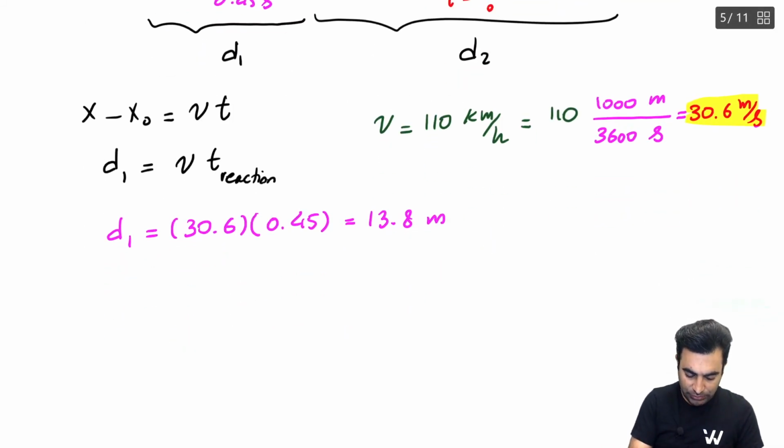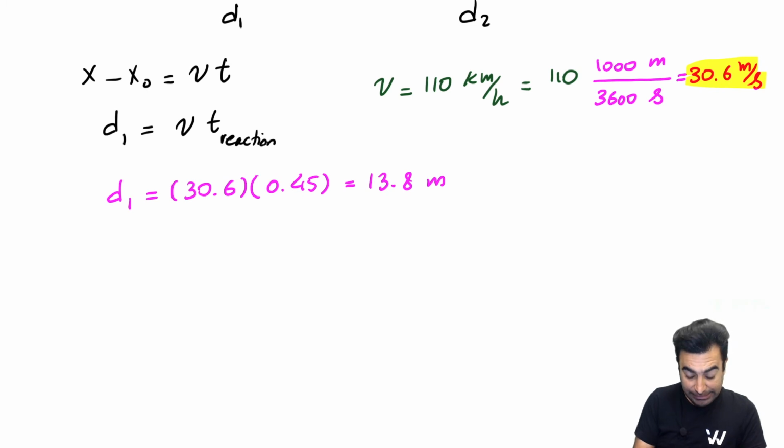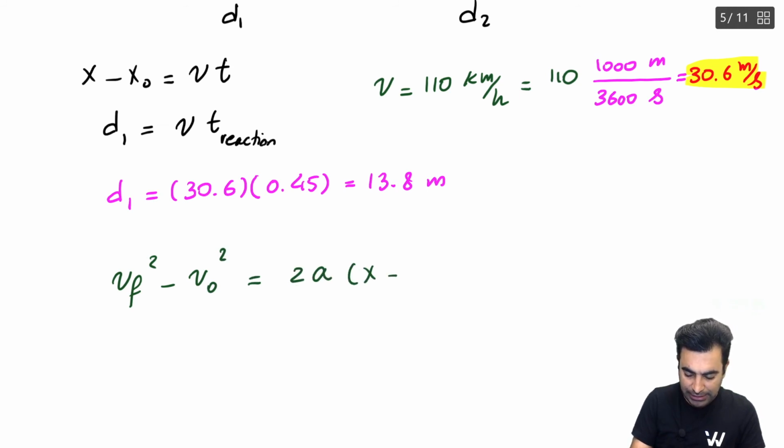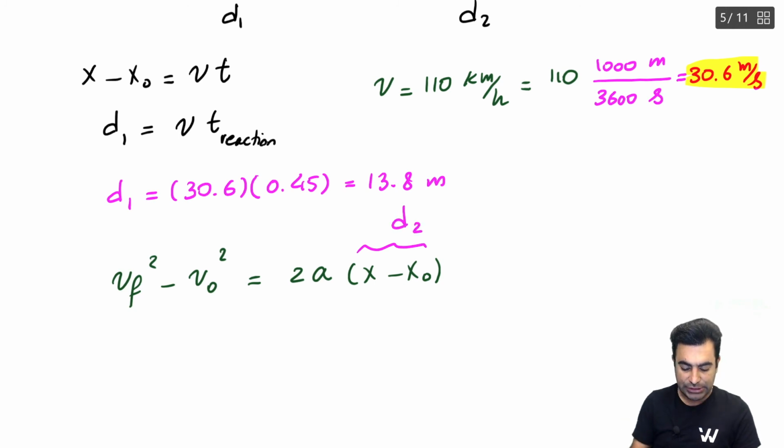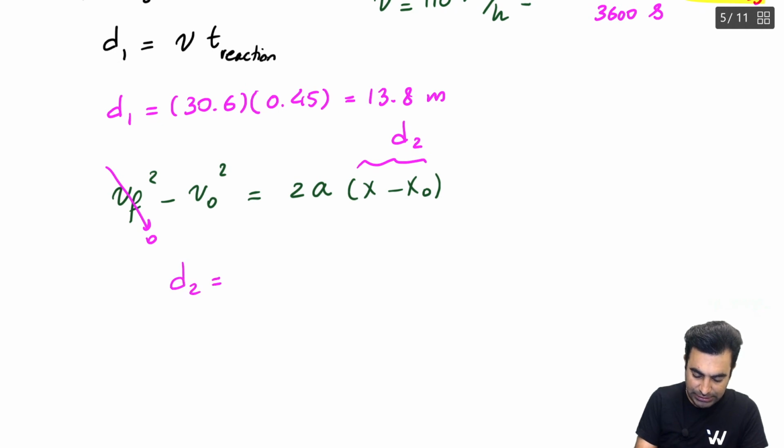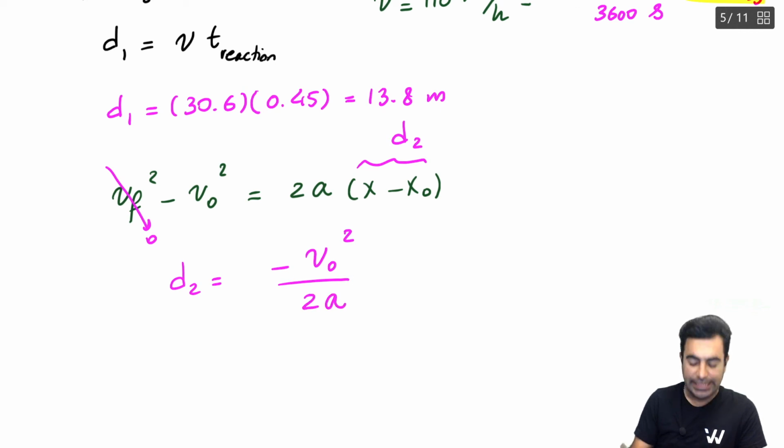You can easily notice that the most appropriate kinematic equation for this step would be v final squared minus v initial squared equals 2a multiplied by x minus x naught. Here, x minus x naught is the distance traveled in the second part. Let me show it by d2. V final is the final velocity, which is 0 because it stops eventually. And we already know v initial and acceleration, so we are ready to find the distance. Let me first solve for distance from this equation. So d2 would be equal to minus initial velocity to the power 2 divided by 2 times a.